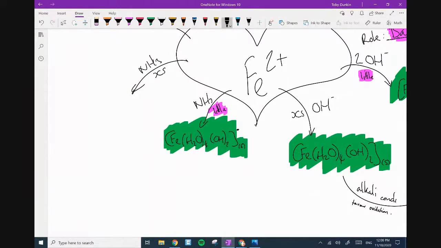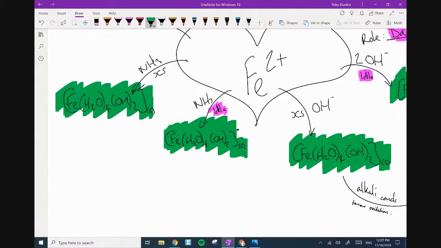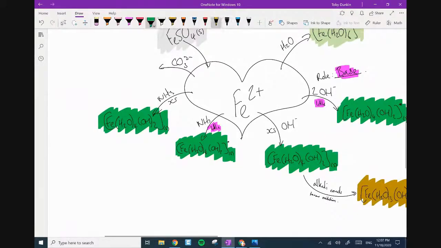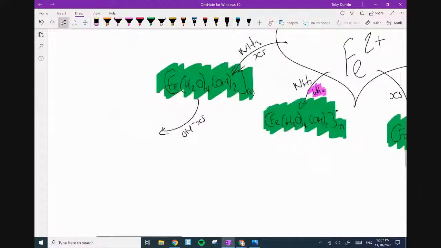It doesn't go through any ligand substitution, none whatsoever. You form the same thing. Once again, it goes through the same oxidation process. Because we have now entered alkali conditions, because OH is in excess, it will oxidize to give me the same thing at the surface.